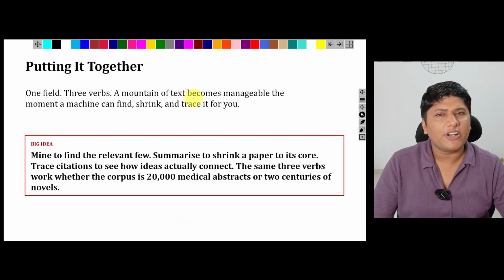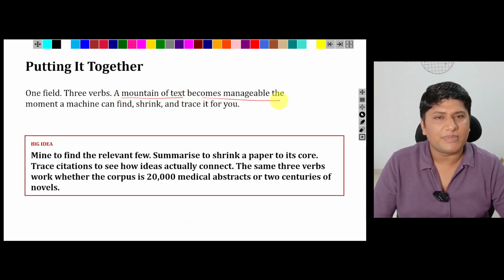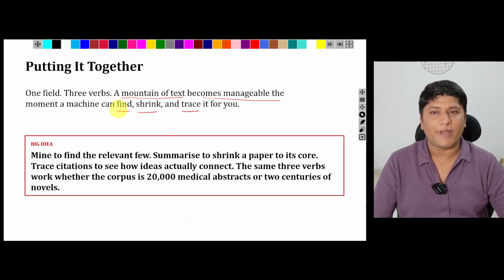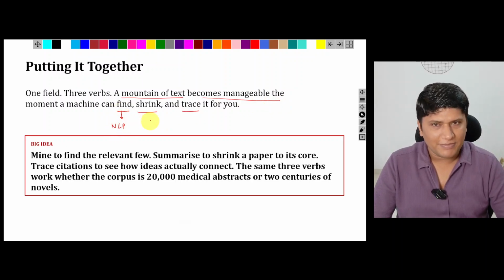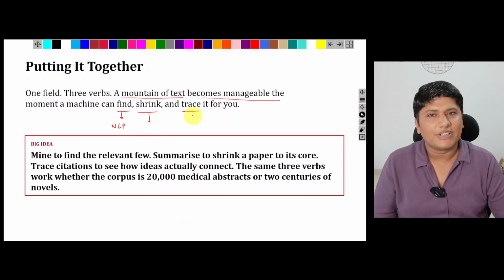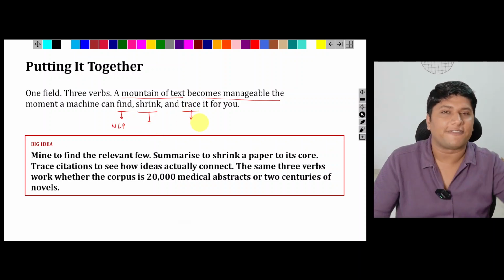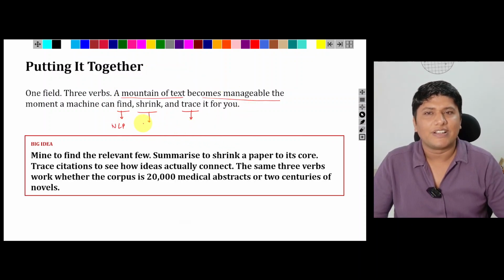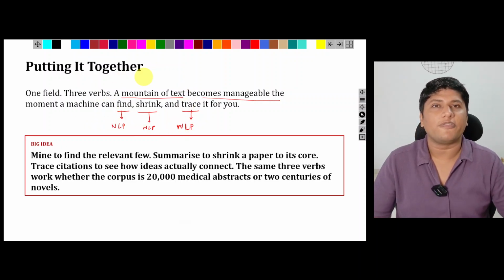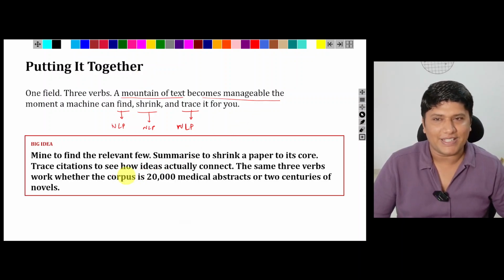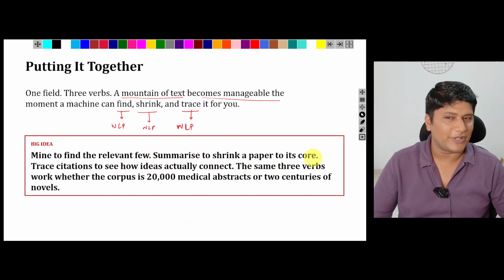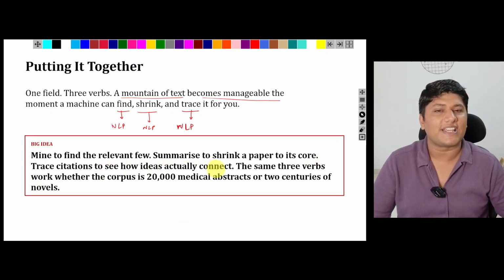Okay, so putting everything together, one field, three verbs. A mountain of text becomes manageable the moment a machine can find, shrink, and trace it for you. By finding, we use NLP. For shrinking, we use summary. Okay, there are two kinds of summary, extractive and abstractive. And for tracing, we use this citation graph. Okay, so we use these NLP methods for all three of them to do this kind of literature review in research. Yes, so mine to find the relevant few, summarize to shrink a paper to its core, and trace citations to see how ideas actually connect.